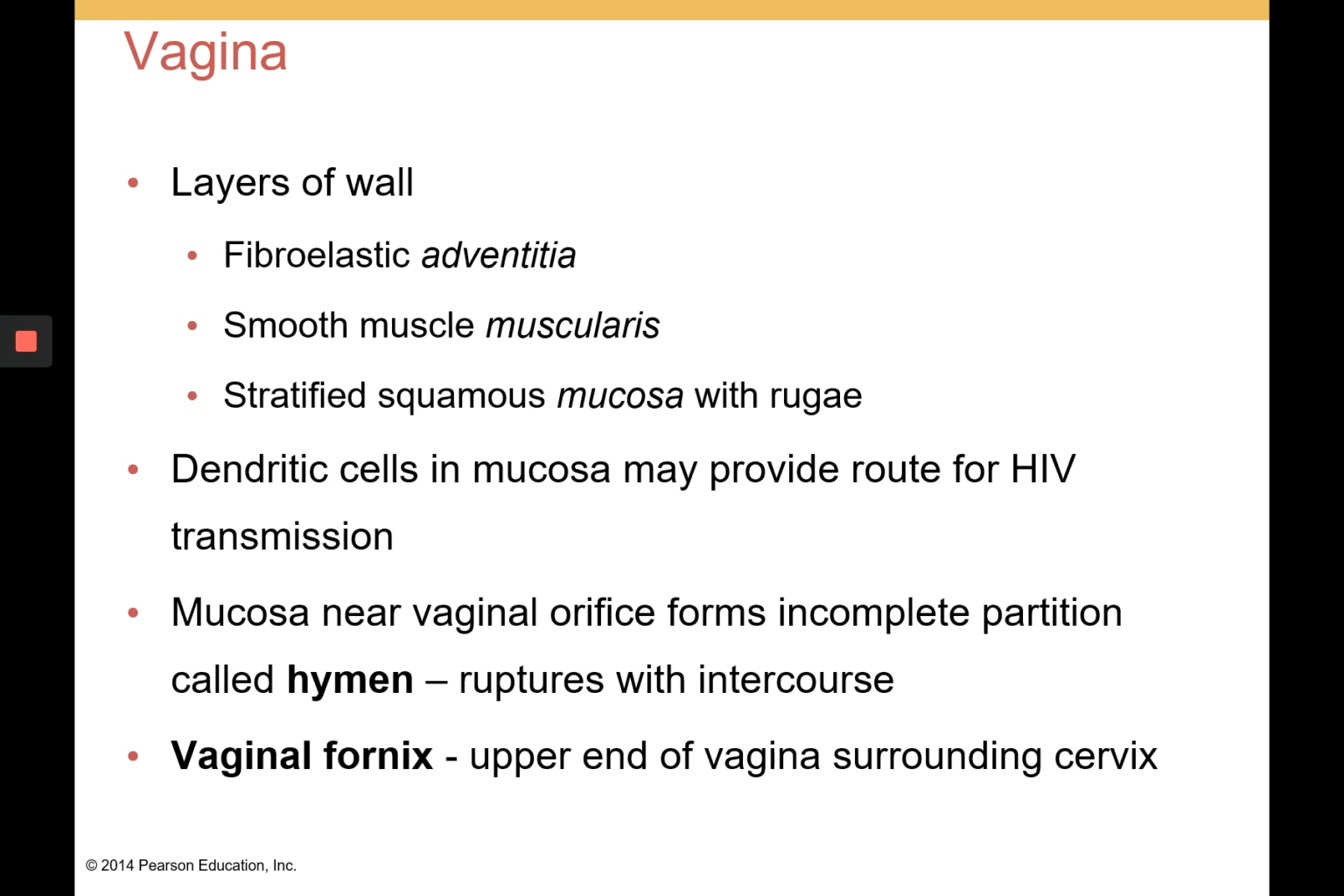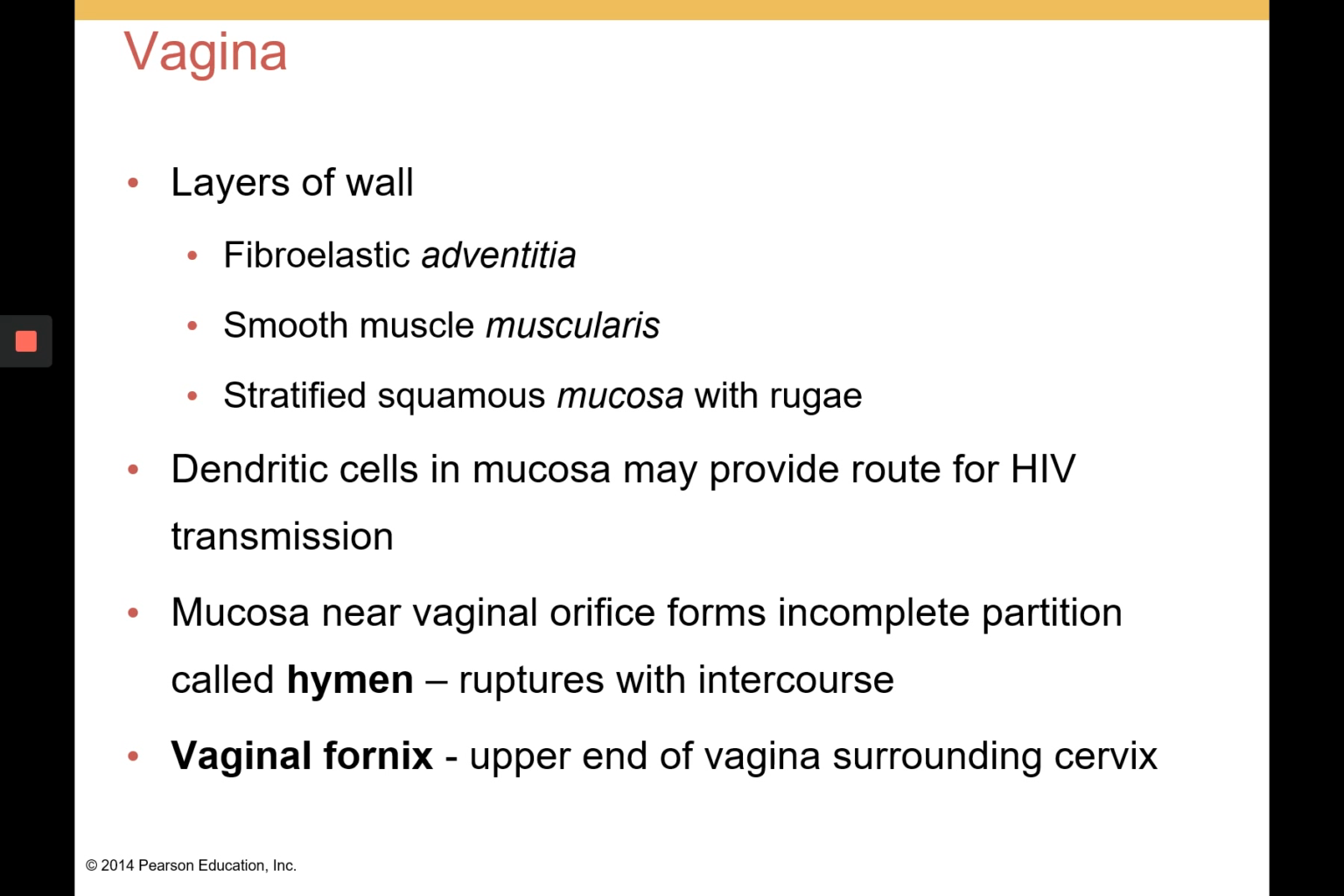Layers of the vaginal wall include the fibroelastic adventitia, so that's outermost, the middle smooth muscle muscularis, and an inner stratified squamous mucosa. The mucosa also has folds called rugae. We can find dendritic cells in the mucosa. We also can find an incomplete partition near the vaginal orifice. It's an incomplete partition made up of mucosa, and it's called the hymen. It can rupture with intercourse or just by daily activities such as riding a bike.